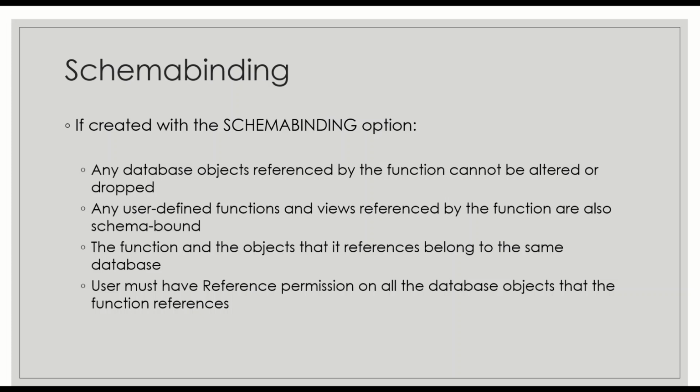So if you create a function with the schema binding option, it follows these 4 points. Any database objects that are referenced by the functions cannot be altered or dropped. Any user-defined functions and views that are referenced by this function also are schema bound, so it's a cascading sort of thing. It works only if the function and the objects are all in the same database, and of course you must have reference permission on all of those objects.